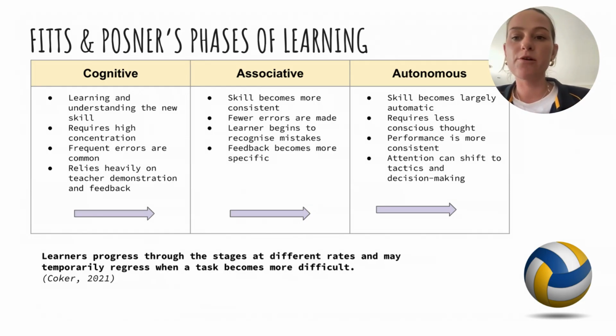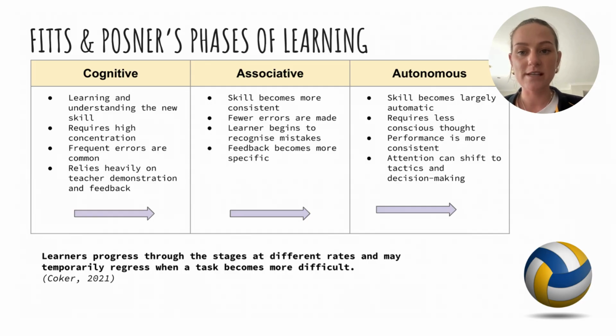Fitts and Posner's model explains skill development through three stages: cognitive, associative, and autonomous. In the cognitive stage, the student is basically figuring out what they need to do. It takes a lot of concentration, and mistakes are common, and they rely quite heavily on demonstrations and teacher feedback. As they move into the associative stage, the movement becomes more consistent. They are making fewer mistakes, and they are also starting to recognize and correct some of their own errors.